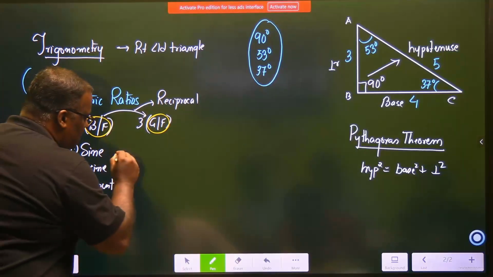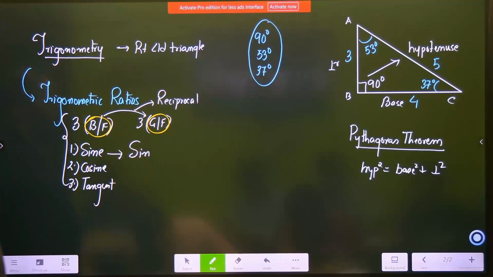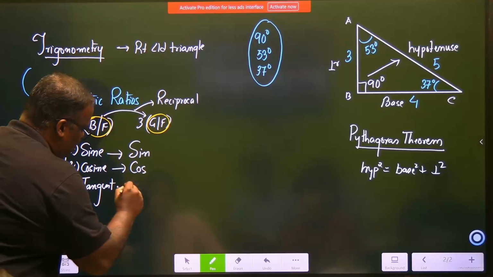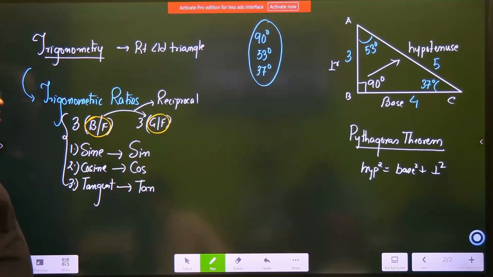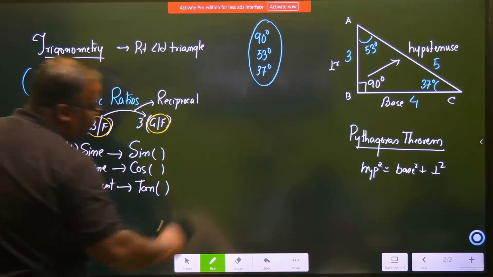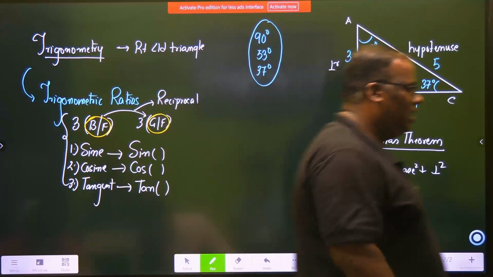The sine is actually represented as sin, and sine is a function. Sin, don't read it as sin. It is read as sine. Okay, sine. The cosine is read as cos, and the tangent is read as tan. These are functions. So it's a sine function, sine of something, cos of something, tan of something. It's a function. Okay, धीरे-धीरे देखेंगे. इतना समझ लो. Till here, have you understood?